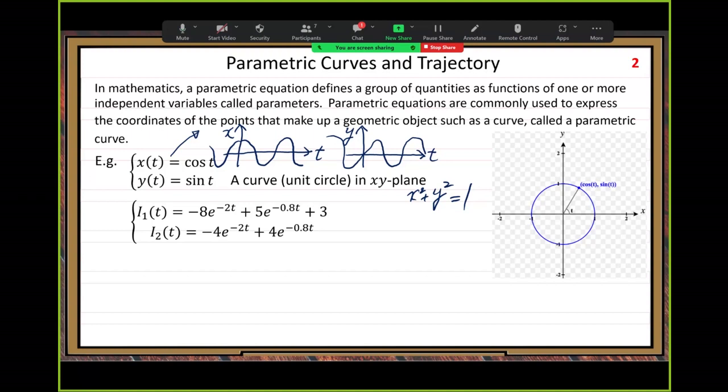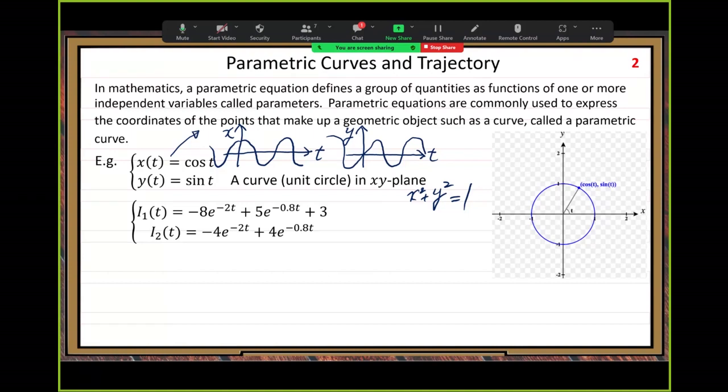Here, now we want to do the same thing. Although we can view each current separately, now we want to view these two functions together and see, when t changes, how these two values change in a special pattern. So that's what we want to see in this new view.